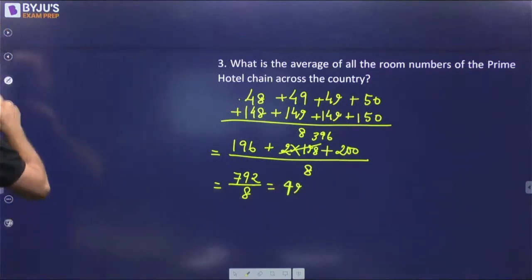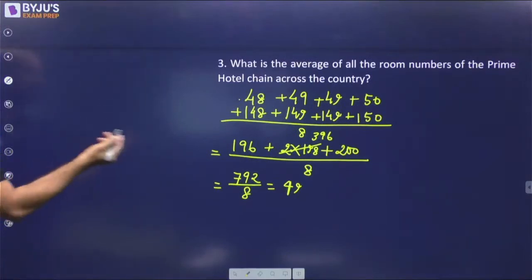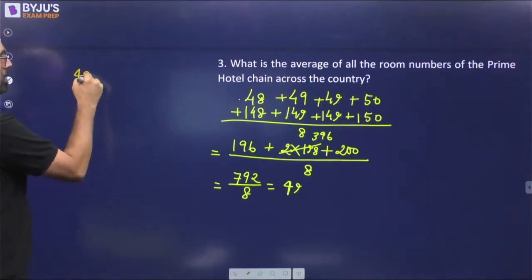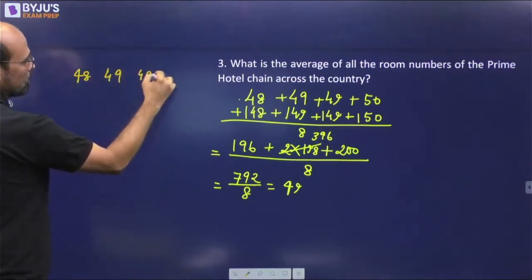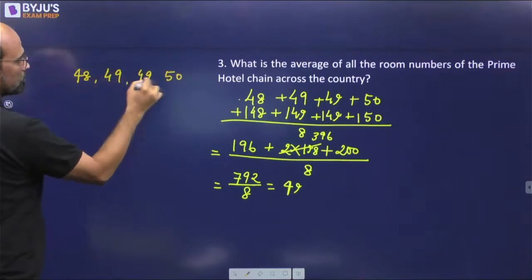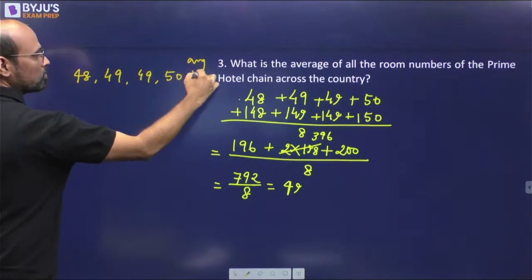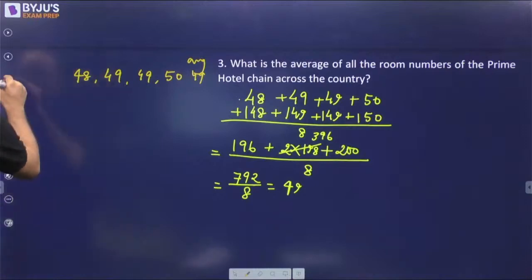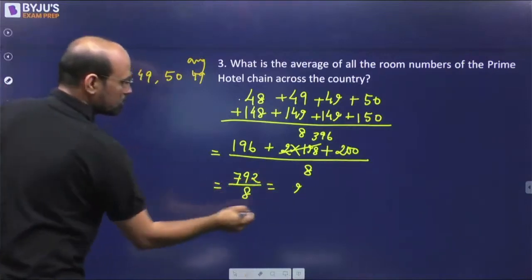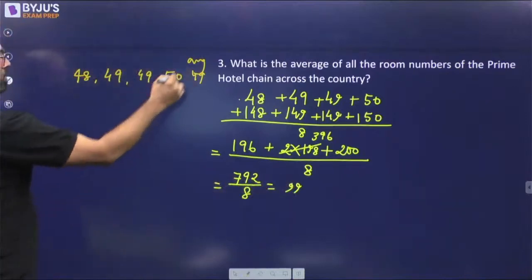Now, if you pay attention, we could have simplified this calculation to a lot of extent. Simple सा ये है कि 48, 49 and 49 and 50 का average क्या होगा? It will be 49. Sorry, ये 49 नहीं होना था. This 49 क्यों लिखा? This is 99. Right? So this is the average.